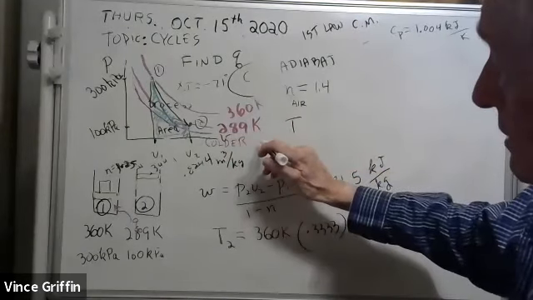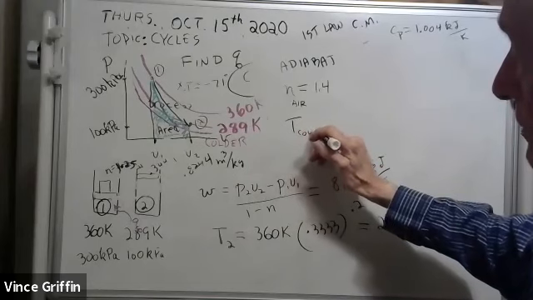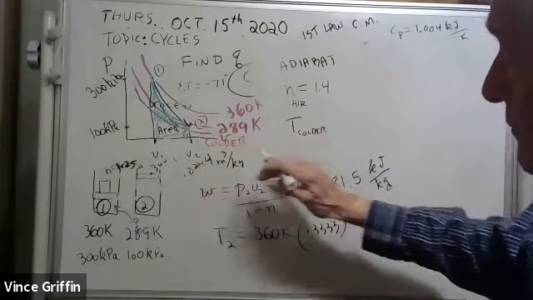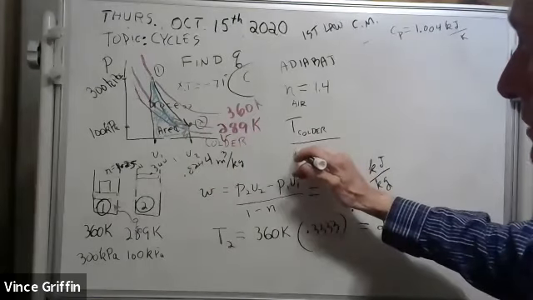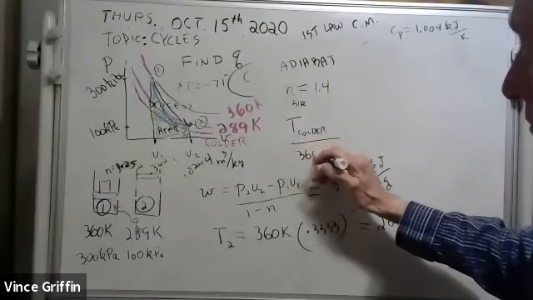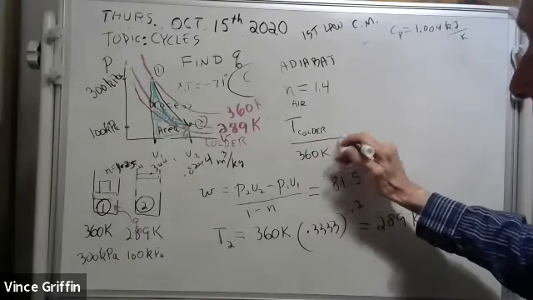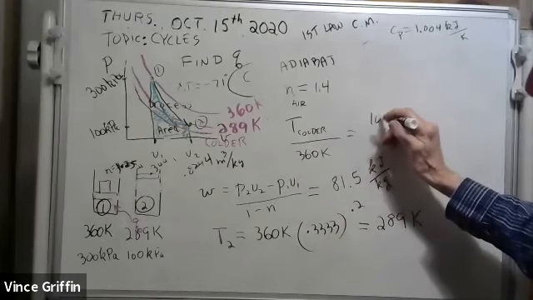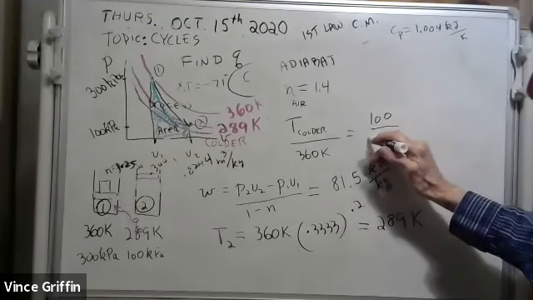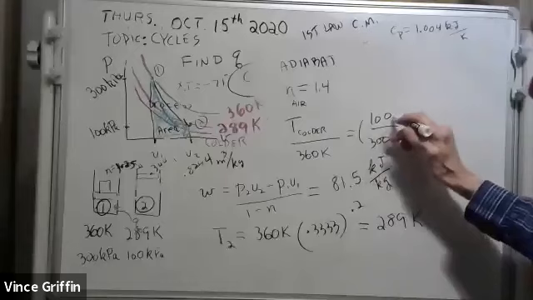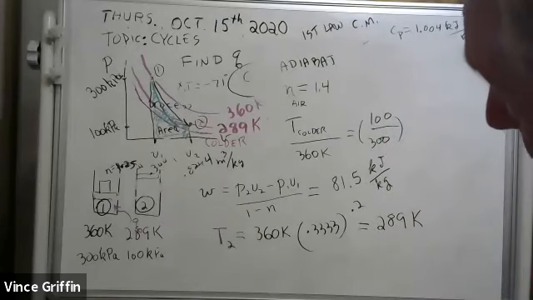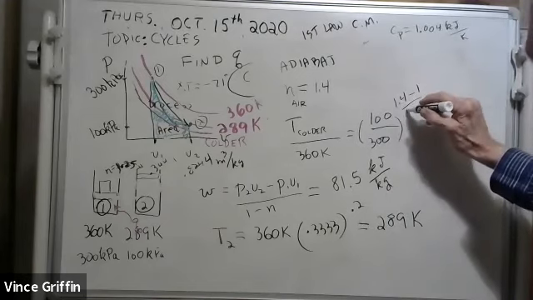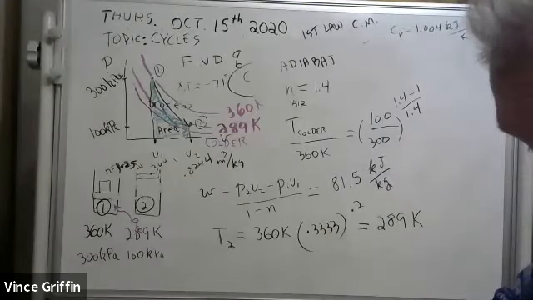You want to call it maybe T colder, we'll give it a name here. See, I drew it for the adiabat. The beginning temperature was 360. The pressures were, the final pressure was 100. Initial pressure was 300. But see, for the adiabat, it's 1.4 minus 1 all over 1.4.